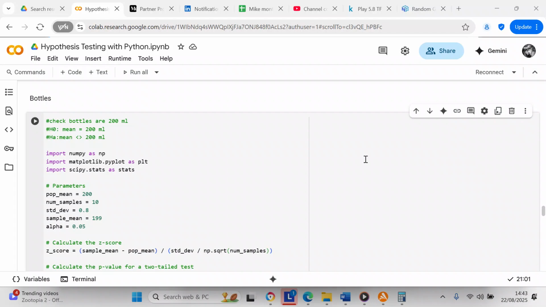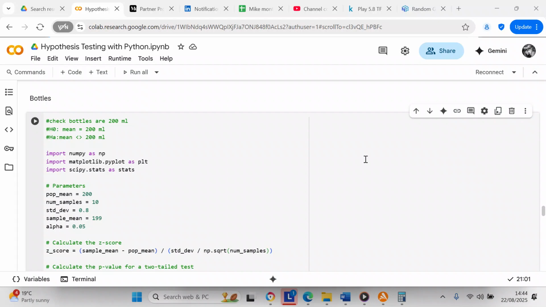In this video, we're going to do hypothesis testing on a practice question about bottles. We're going to check to see if the bottles are 200 milliliters. So the null hypothesis is the mean equals 200 milliliters, and the alternate hypothesis is the mean does not equal 200 milliliters. We're going to write a program in Python to carry out this hypothesis test.